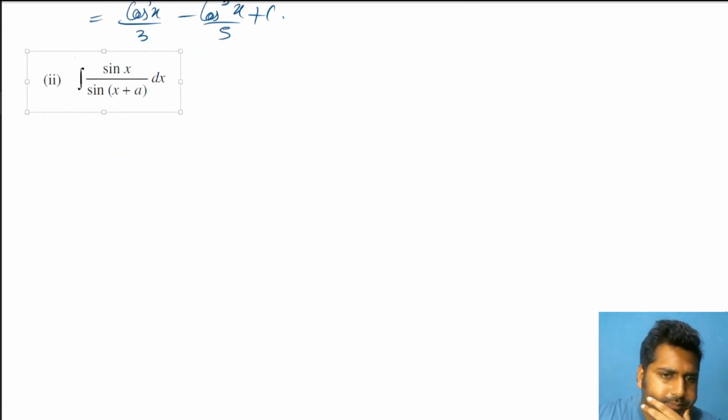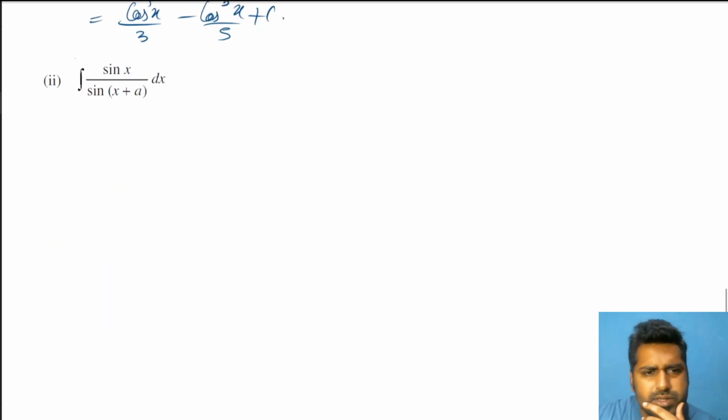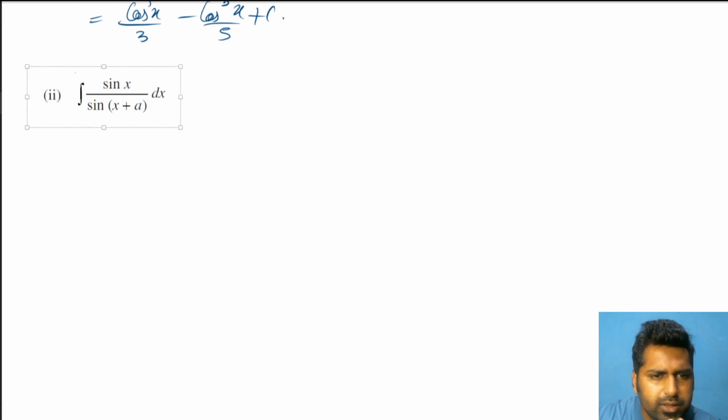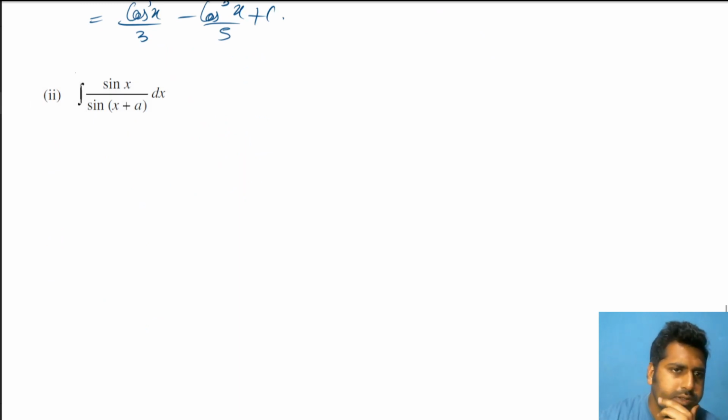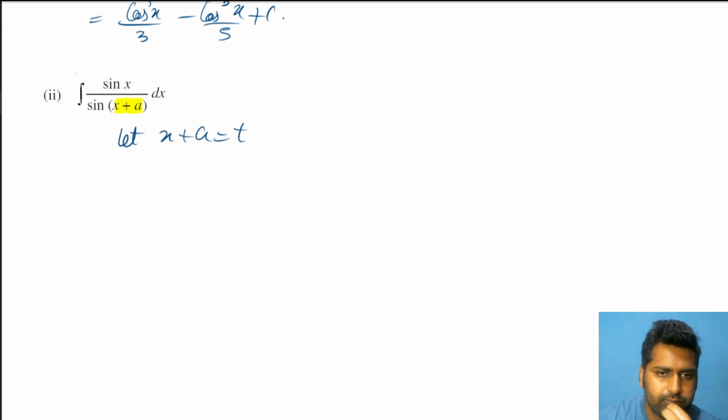Look at this. A good question as such, but not so typical, but still a good question. Again, how is this related with substitution? You see your numerator and denominator both have sine. Which one is weird, x or x plus a? I'll say x plus a is slightly weird, so let that be t. Let x plus a be t. So dx is equal to dt, since the differentiation of x is 1 and the differentiation of t is also 1.